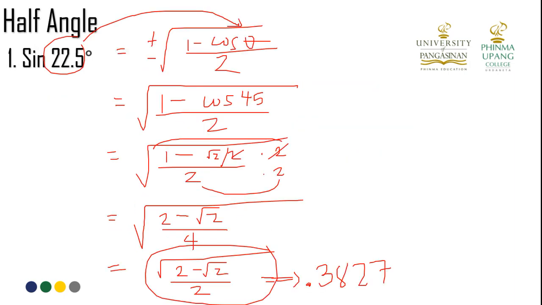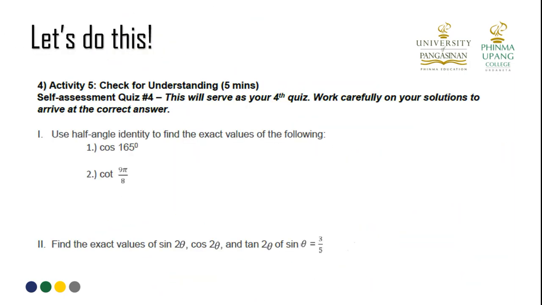So, ito naman yung sasagutan ninyo sa module. Activity 5, test 1 is 1 and 2. And test 2 is, yan lang po, exact values of sine 2 theta, cos 2 theta, and tan 2 theta. Okay? This will serve as your 4th quiz. It's only a module. 10 points lang yan. Okay? So, if you have questions po, feel free to ask or chat me in Messenger.